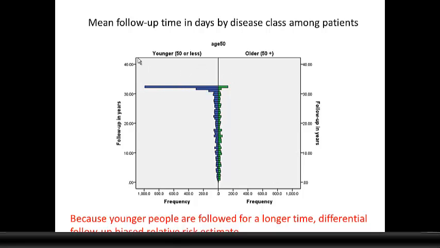So in the younger patients, there are actually quite a large number of people who are followed for more than 30 years. On the other hand, patients who are older, they started being old. Not many people could probably survive such a long time, and therefore they end up having much shorter follow-up time compared to younger patients. So, if the analysis ignores this differential follow-up time, what do you think could happen?